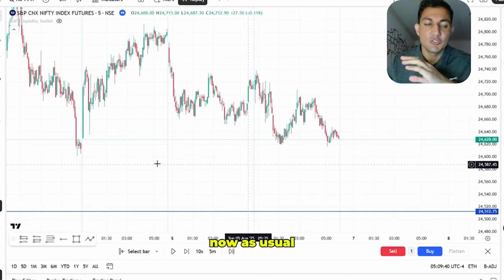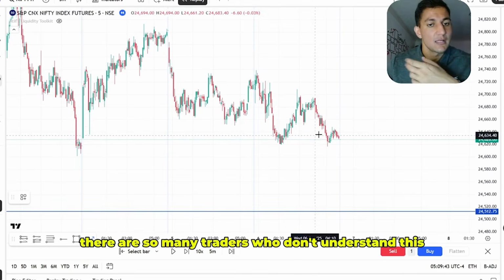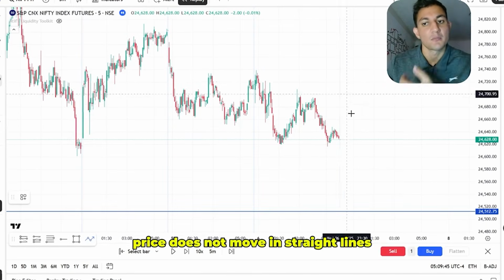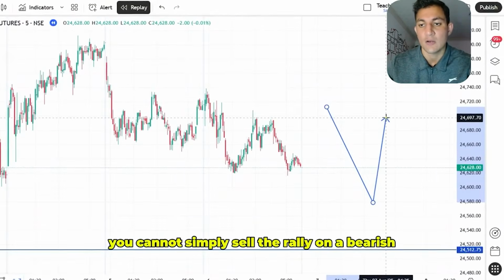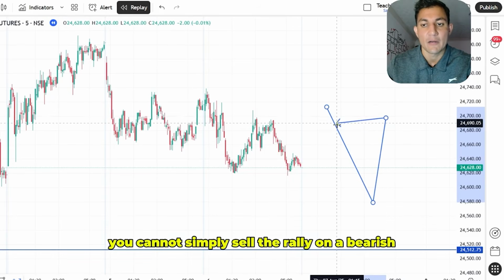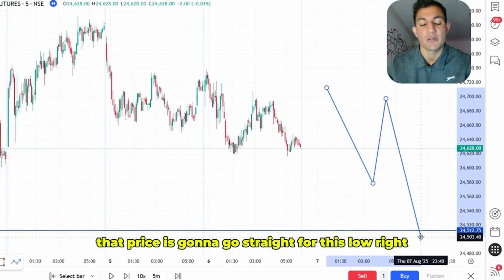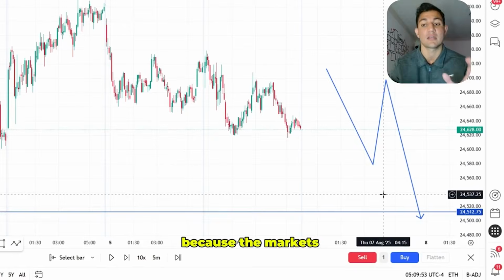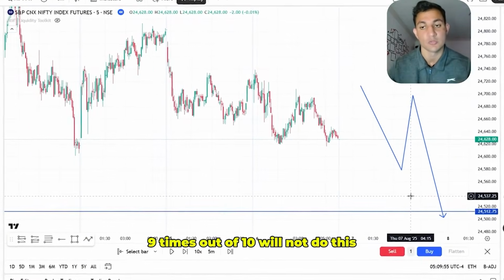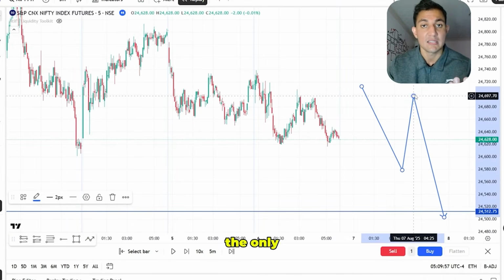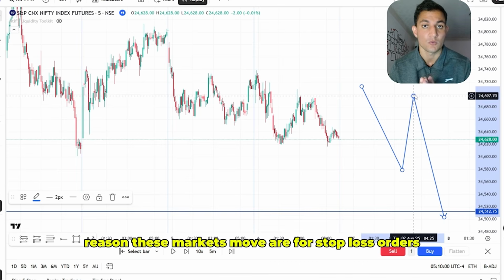Now, as usual, there are so many traders who don't understand this. Price does not move in straight lines. You cannot simply sell the rally on a bearish fair value gap and hope and pray that price is going to go straight for this low, right? Because the markets 9 times out of 10 will not do this. Like I said right at the beginning, the only reason these markets move is for stop loss orders.